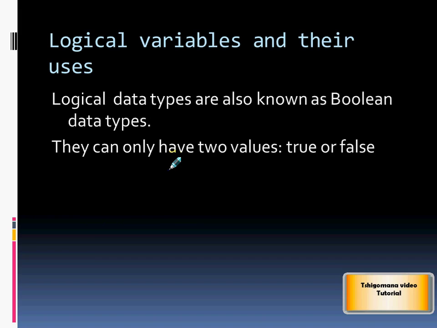Logical variables and their uses. Logical data types are also known as Boolean data types. They can only have two values, that is true or false, yes or no, yeah or nay, etc.